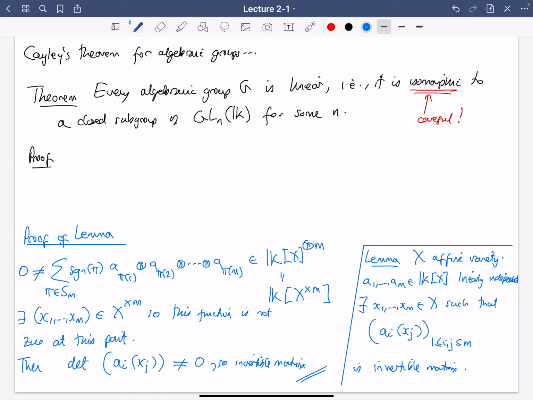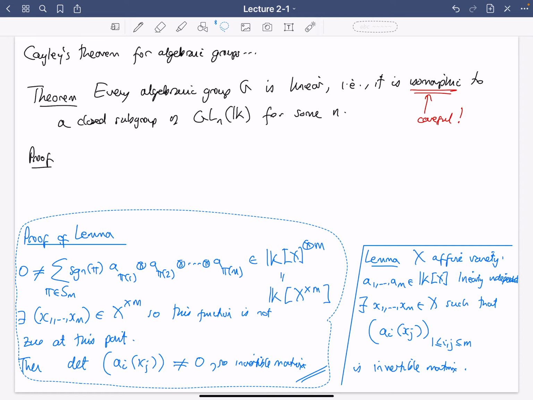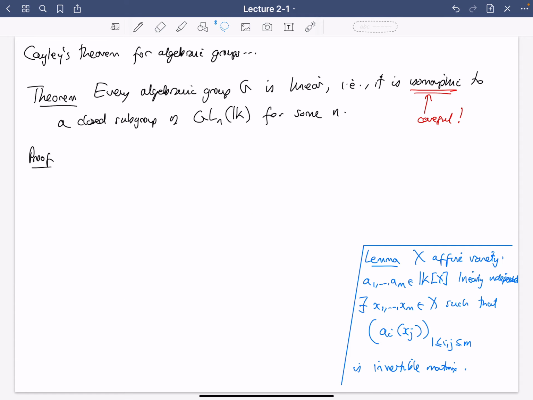Okay, so not very elegant or pretty, but an often useful little observation. If you have linearly independent functions on your variety, you can find some points in that variety so that the matrix of scalars is an invertible matrix. So I think I'm going to need that in just a second. But I don't want to leave that proof there because I'm not very proud of it. There we go. Okay, so now we're in business. Let's see if we can now prove Cayley's theorem.